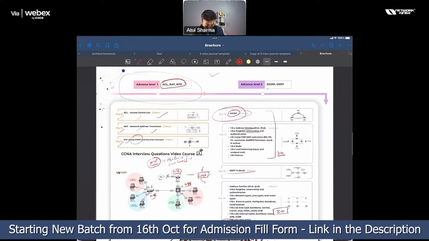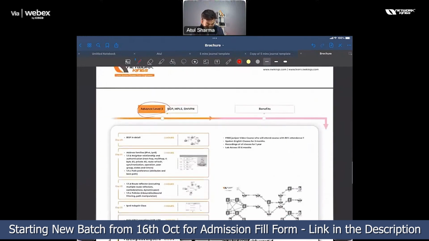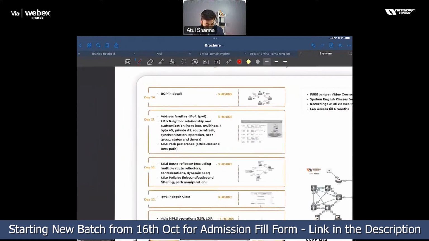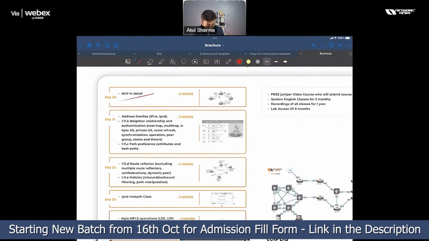Then you go to the advanced level, and then you go to advanced level 3, which is advanced knowledge, like BGP. You are going to learn all the things of BGP, almost again 10 to 12 hours of BGP or more than that. After that, we will learn IPv6.